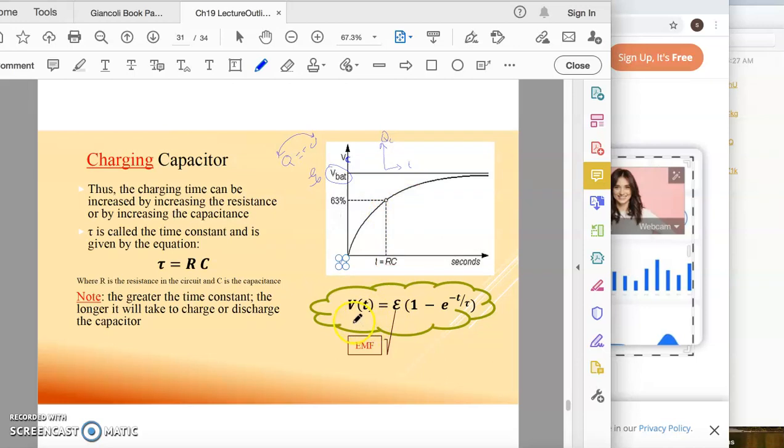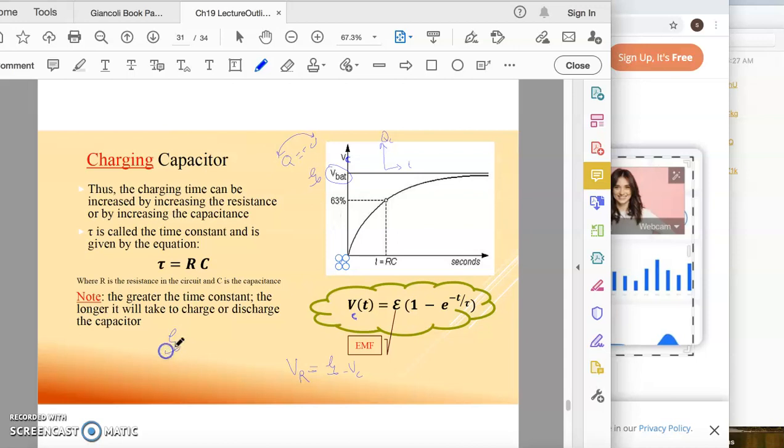If you pay attention to this equation, the voltage across the capacitor is the maximum voltage, which is the electromotive force, times 1 minus e to the power minus t over tau. While the voltage across the resistor is decreasing, and we mentioned that it will be epsilon minus Vc. Why?